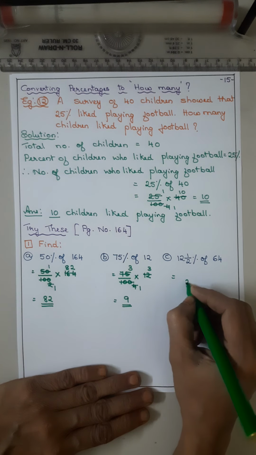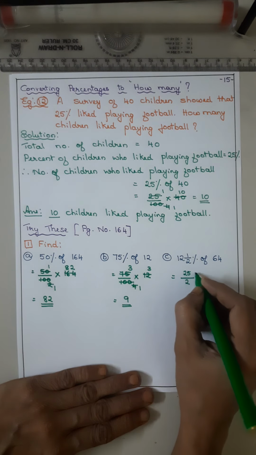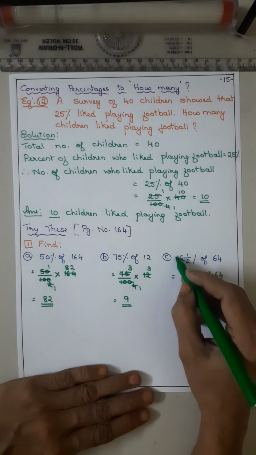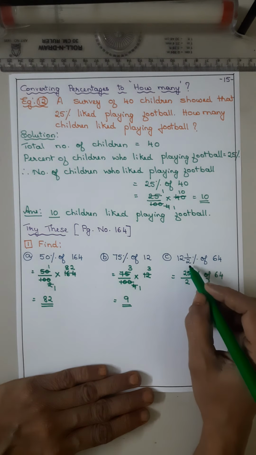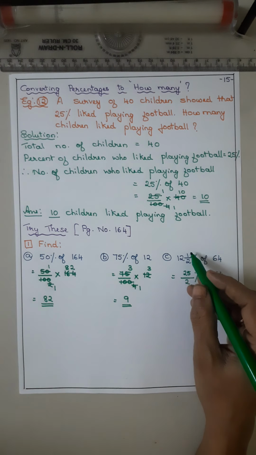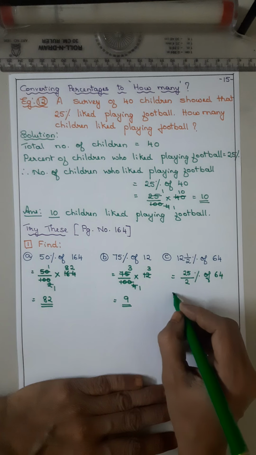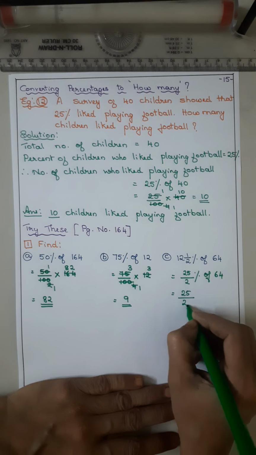12.5% can be written as 12 twos are 24 plus 1, 25 by 2% of 64. So this is a mixed number, convert it into an improper fraction. 12 twos are 24 plus 1, 25 by 2%. Okay, now write 25 by 2.